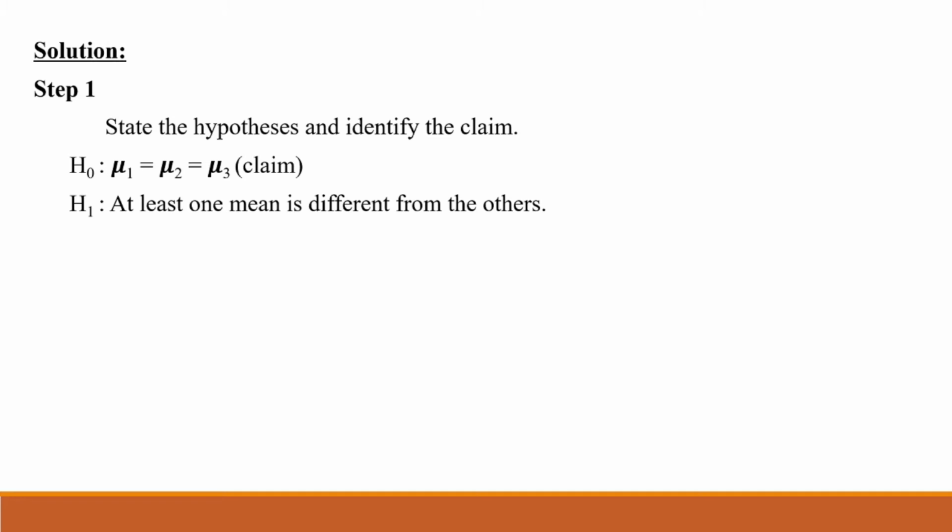For our null hypothesis, we have mu sub 1 is equal to mu sub 2 is equal to mu sub 3. And in our alternative hypothesis, at least one mean is different from the others. So yung i-claim natin dito is yung mu sub 1 is equal to mu sub 2 is equal to mu sub 3. For step 2, find the critical value.